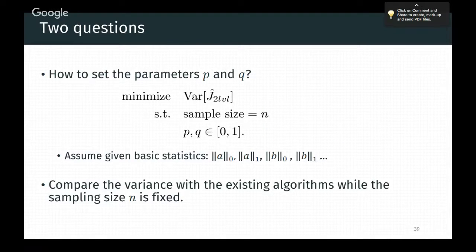Then two questions arise. How do we set our parameters p and q, the first-level probability p and the second-level probability q? This becomes an optimization problem. We want to minimize the variance of our estimator while the sample size is fixed. We assume that we are given basic statistics, where A0 is the number of distinct values in table A, A1 is the size of table A, etc. And we compare the variance of all the existing sampling algorithms while the sample size is fixed.